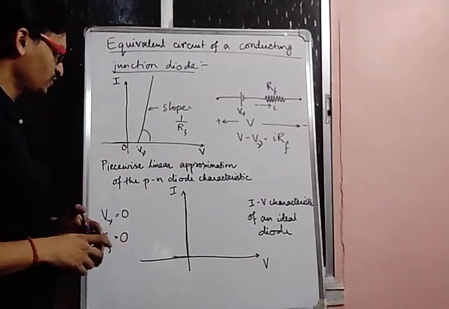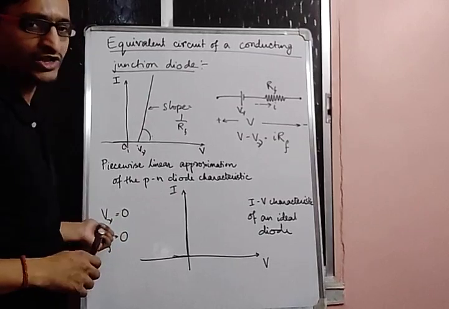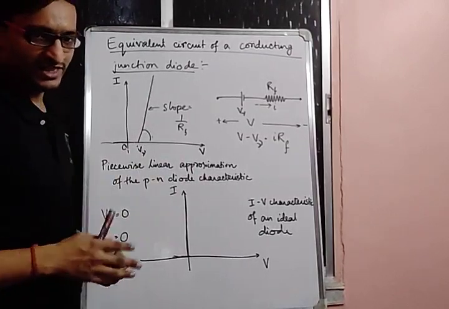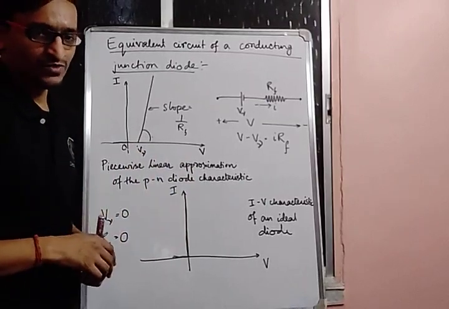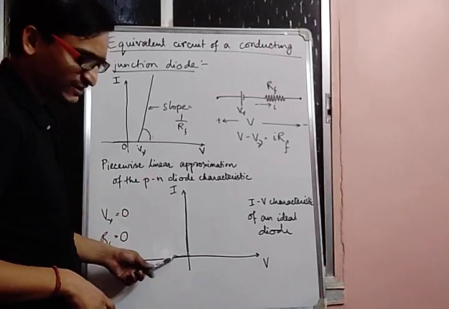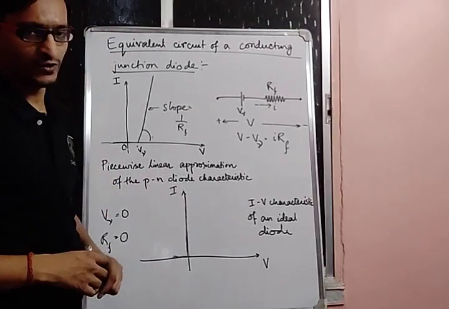Now if we consider an ideal diode, V gamma or the cut-in voltage should be 0, and this RF, that means the diode forward resistance, should also be 0. In that case we get a characteristic somewhat like this. So this is the IV characteristic of an ideal diode.